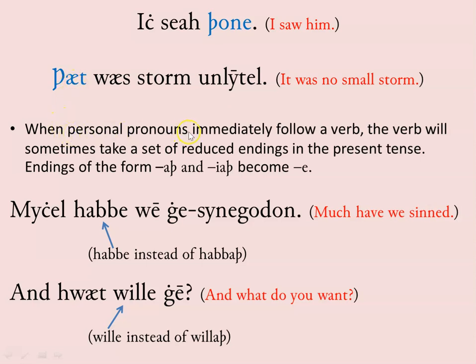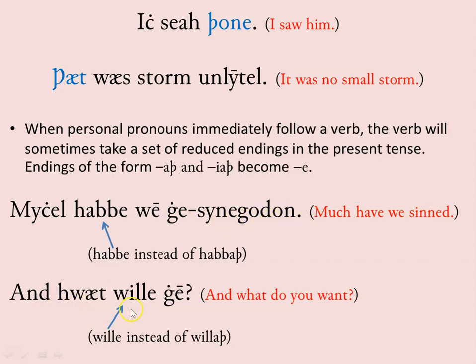When personal pronouns immediately follow a verb, the verb will sometimes take a set of reduced endings in the present tense. So endings of the form uth and eoth become e. Muchel haba we yasuna chadon. Much have we sinned. Haba instead of habath, to have. Muchel haba we yasuna chadon. Much have we sinned. Yasuna chadon.